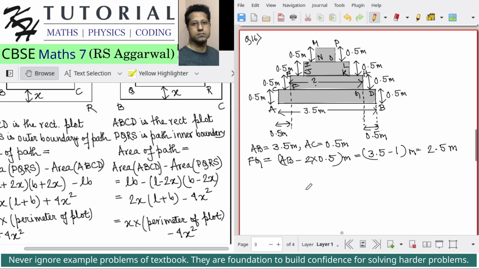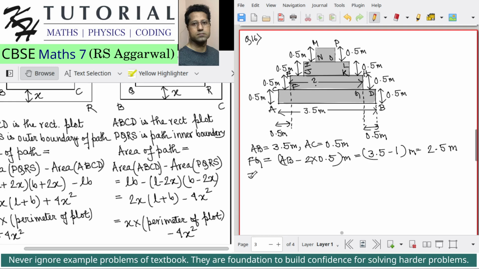Okay, so this means that the length of a rectangle will be 1 less than the rectangle below it. So okay, FG, and what will be JK?